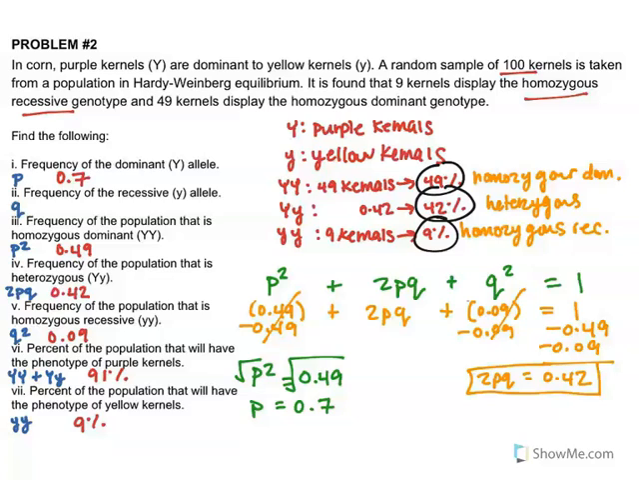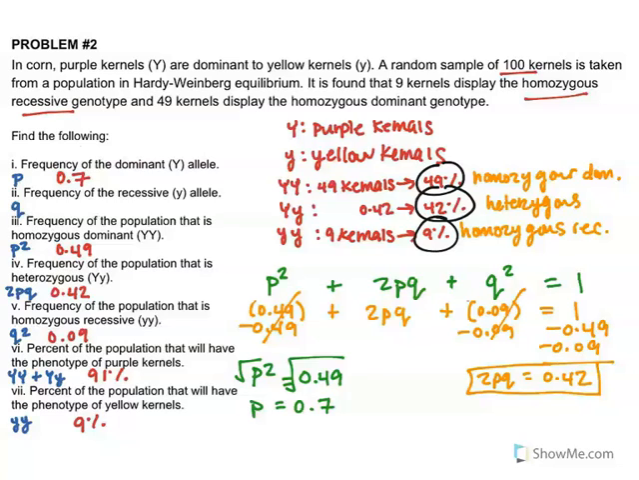Before I continue, let's think about the concept behind that. That's a high frequency. About 70% of individuals will have the dominant allele. That makes sense because my homozygous dominant was quite high in that population. The frequency of my heterozygous was also high. That does equate.